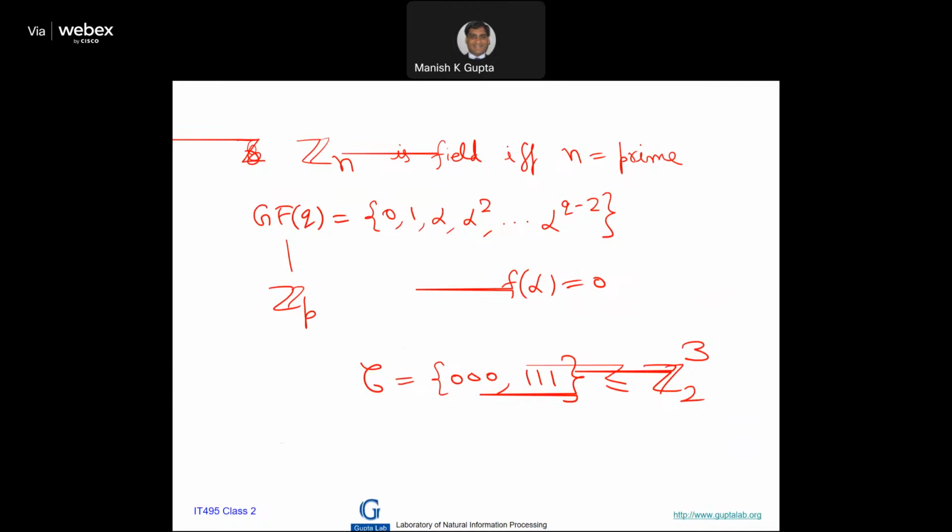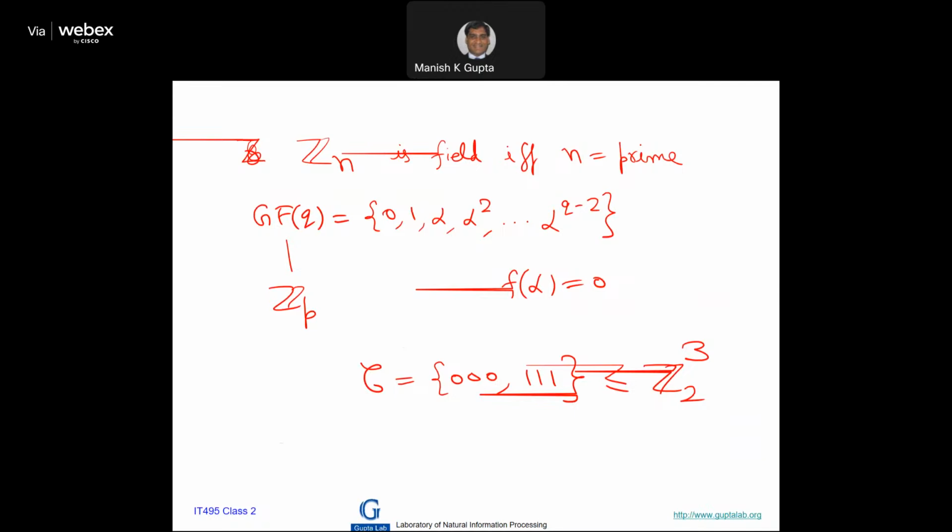Now, if you change the field from infinite to finite, suppose for simplicity we take the binary field Z2, integers modulo 2. In that case, if I take the space Z2 raised to power 3, first of all, how many vectors will be there in Z2 raised to power 3? 8 vectors will be there, right? 000, 001, 010, and so on up to 111. All 8 vectors will be there.